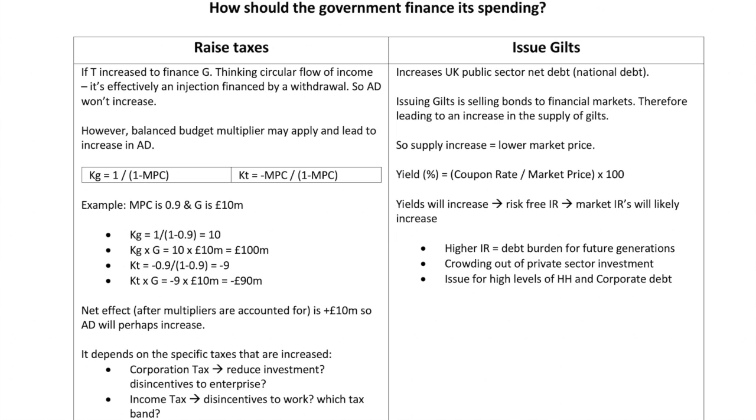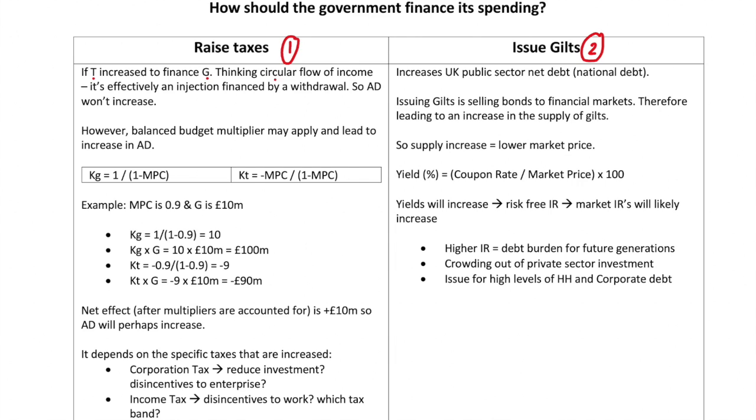Let's have a session on how the government should finance its spending. If you're looking to finance your spending, it's got to happen one of two ways. Way one will be to raise taxes, and way two will be to issue gilts. Starting with raising taxes.